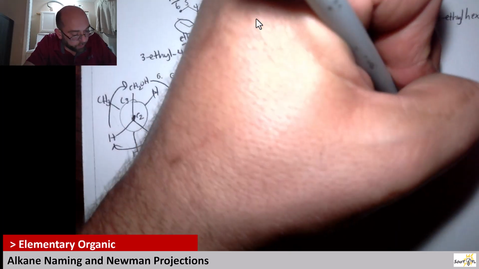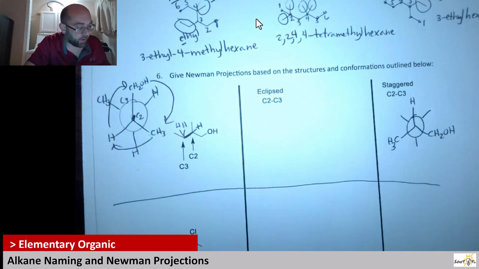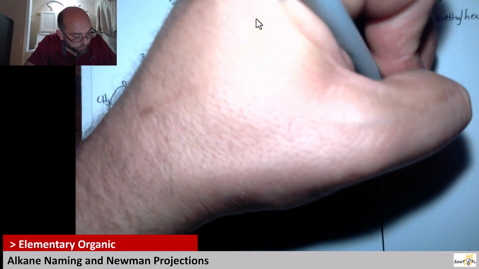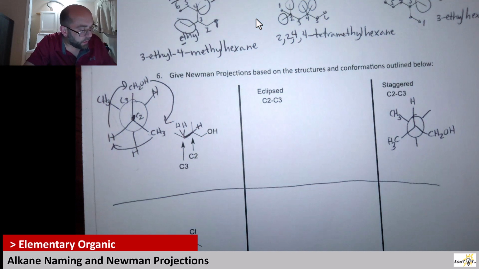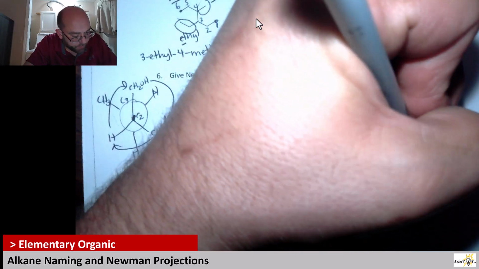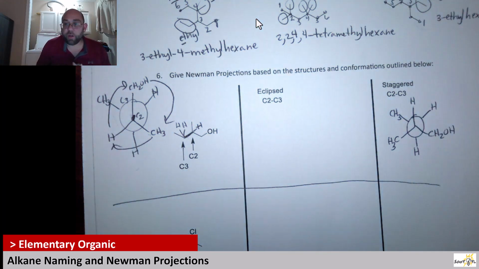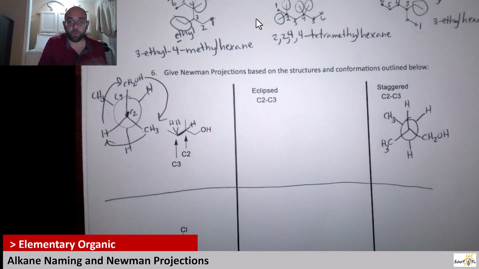So the three arms that come off here to make it staggered, I'm going to put CH3 there, and then H and H, H, H. So that would be a staggered Newman projection for that molecule.